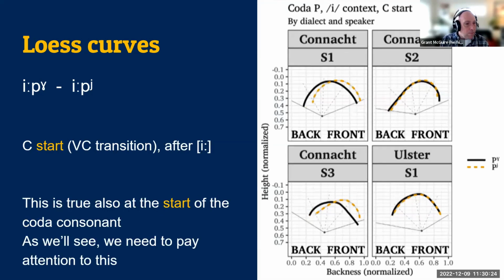Okay, and then if we look at the start, so this is the VC transition after the vowel. What we see here is something very similar, in fact. For our two participants who showed the collapse of the contrast, we see that there. But then for the other two speakers, we have a nice maintenance of it. So basically what we saw before at the end of the consonant is true at the start of the consonant. Okay, we're going to look at this in a little more detail with a different measure.